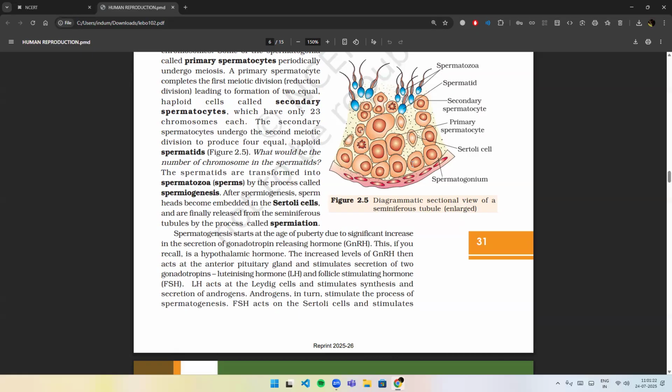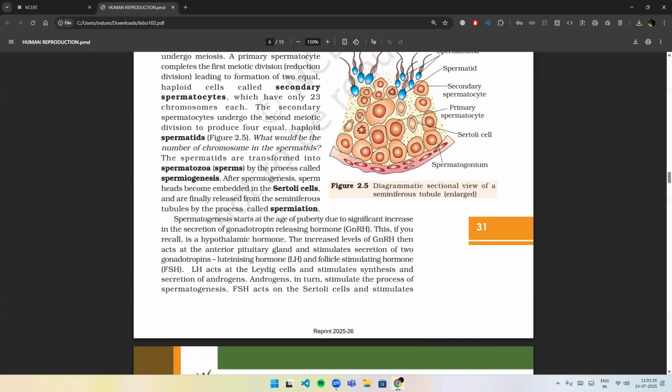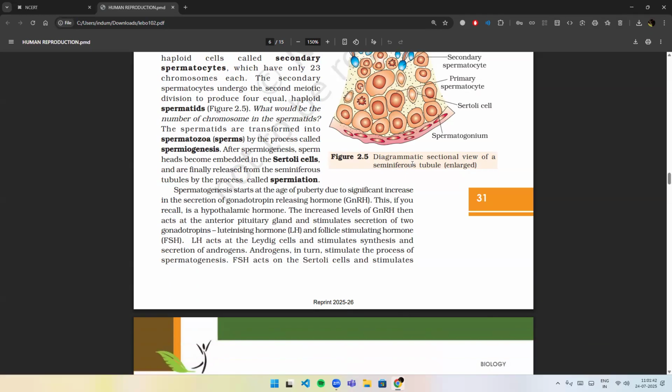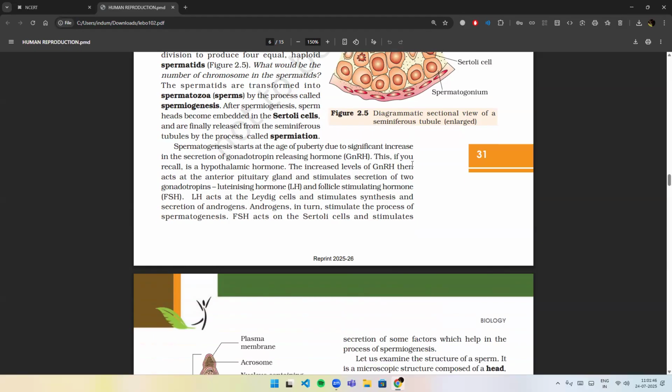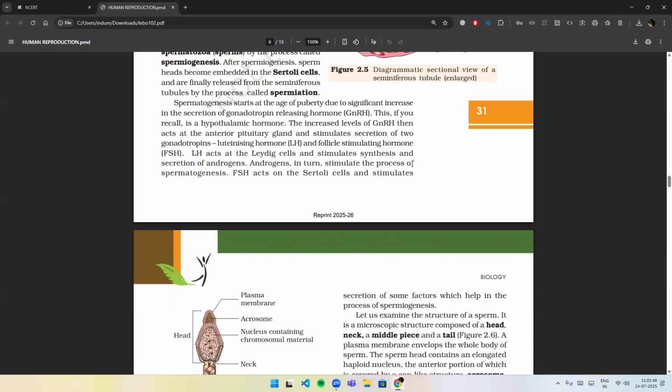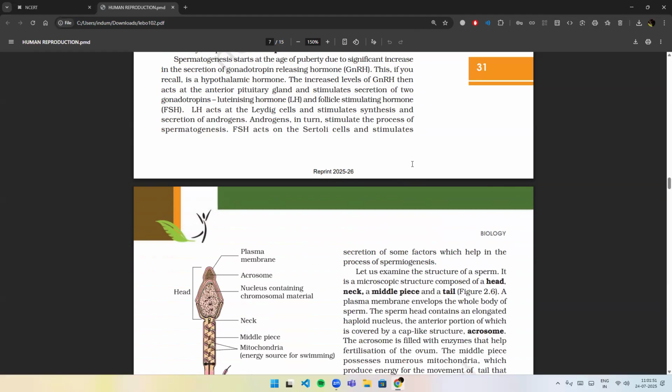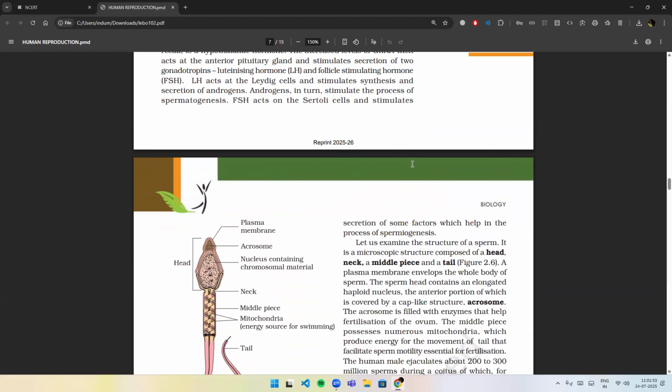The increased levels of this hormone then act at the anterior pituitary gland and stimulate secretion of two gonadotropins, luteinizing hormone and follicle stimulating hormone. LH acts at the Leydig cells and stimulates synthesis and secretion of androgens. Androgens in turn stimulate the process of spermatogenesis. FSH acts on the Sertoli cells and stimulates secretion of some factors which help in the process of spermiogenesis.